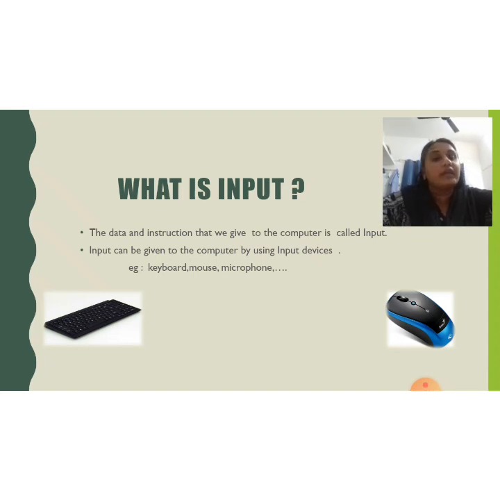So how can we give this input inside the computer? Input can be given to the computer by using input devices. Examples of input devices are keyboard, mouse, microphone. By using the keyboard you can type alphabets, numbers, and by using a microphone you can record your voice. So here we are giving an input inside the computer.